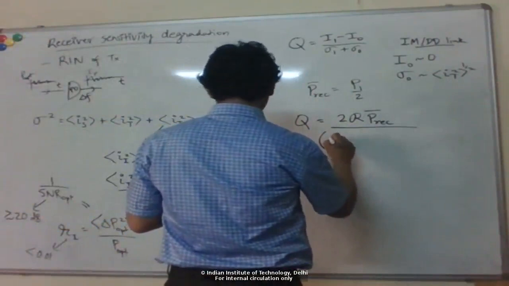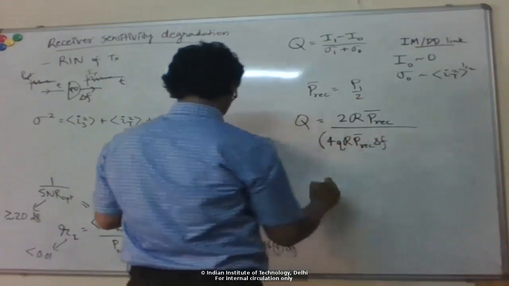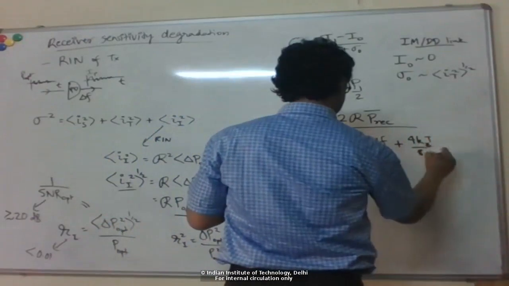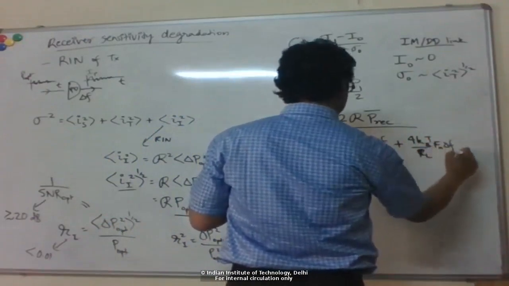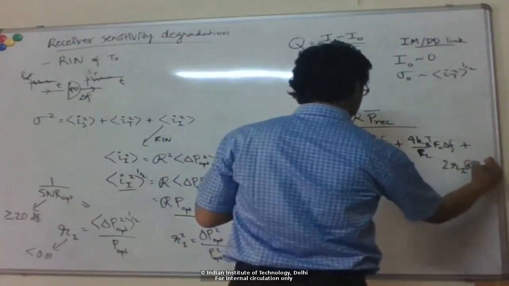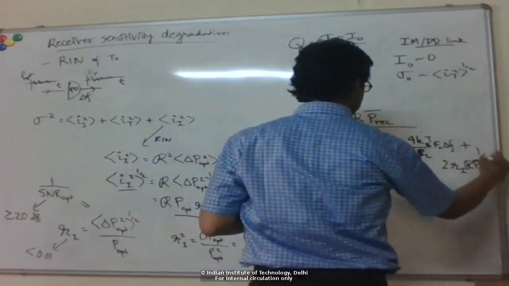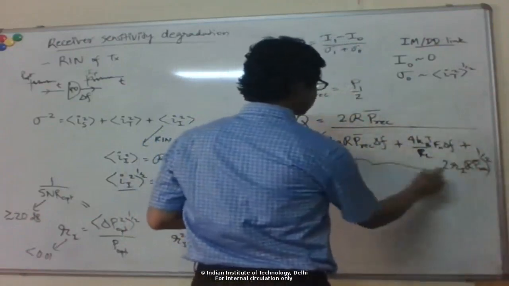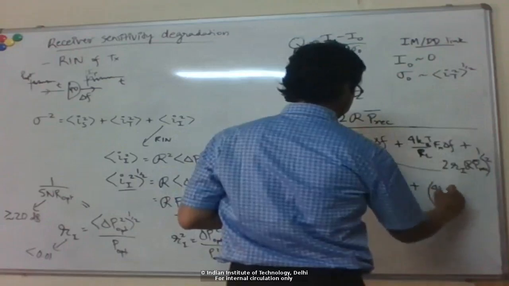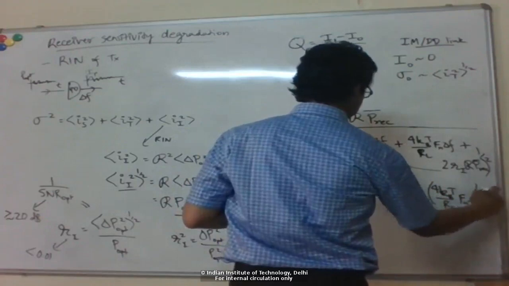So for example, shot noise, then thermal noise, then the RIN noise, which is also now proportional to the received power. So this whole thing is sigma 1, plus the thermal noise for sigma 0.